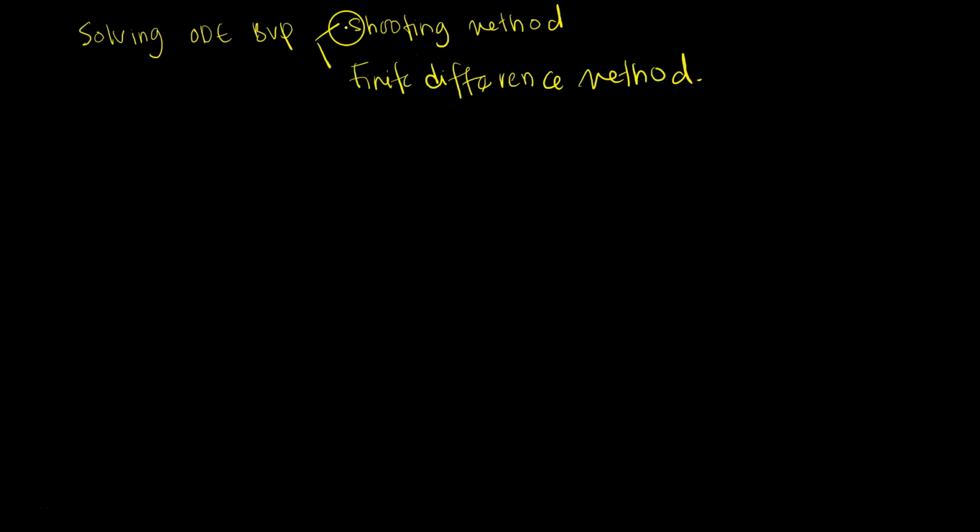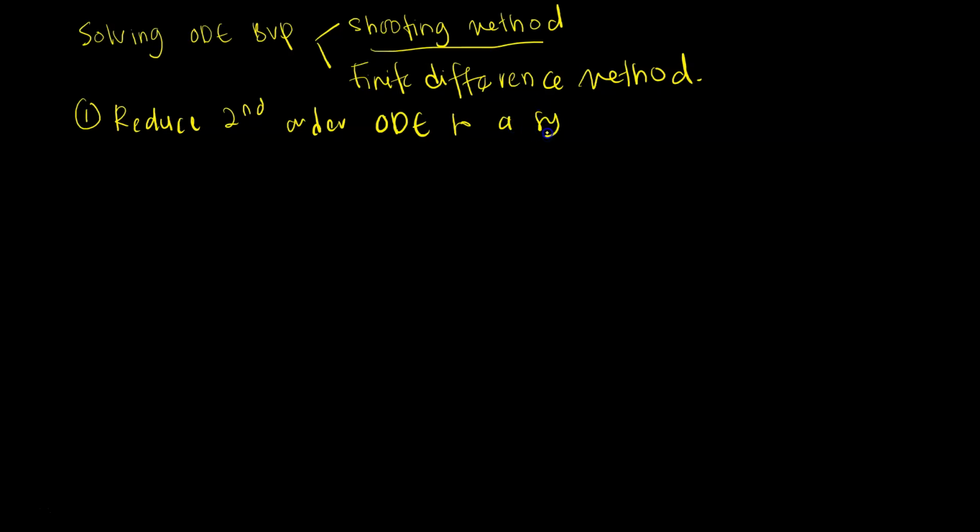I will show you an example of how to solve ODE, in terms of boundary value problem, by using these two methods. So first we start with this shooting method. In shooting method, we have here 5 steps. The first step, class, you need to reduce second order ODE to a system of first order ODE.